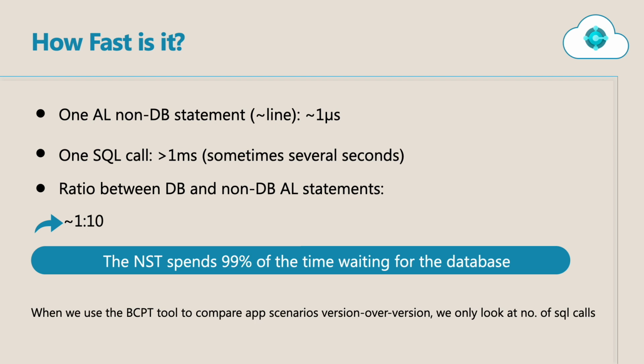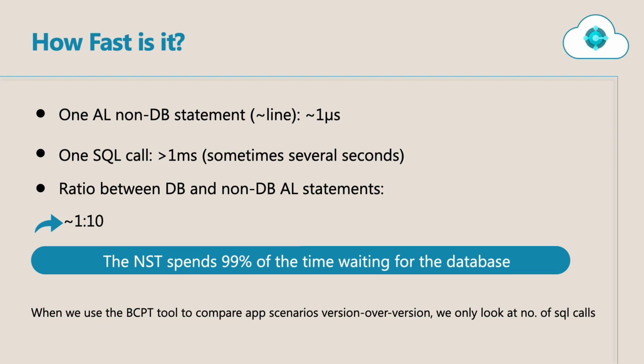Then I also looked at our code, and the ratio between database statements and non-database statements is approximately 10 to 1. If you combine these numbers, it means that basically the NST spends 99% of its time just waiting for the database to return with a result. So that's where the time goes. Yes. So that means it's quite important what's happening with the database. Exactly. So it's all about database access. That's the only thing we really care about.